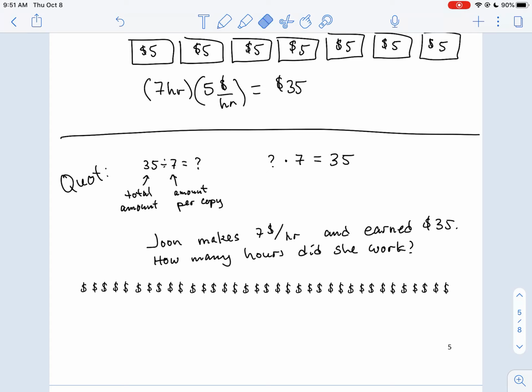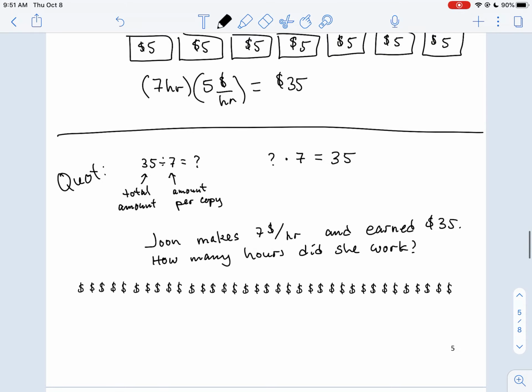And so we could do something similar with making money and a certain amount, but this time the 7 is a known amount, and it's a multiplicand. So that's an amount of stuff per unit of something else. Amount of stuff per copy. So 7 would be the dollars per hour, and we're looking for how many hours. And so I said June makes $7 an hour and earned $35. How many hours did she work?